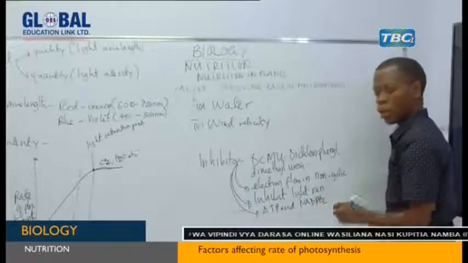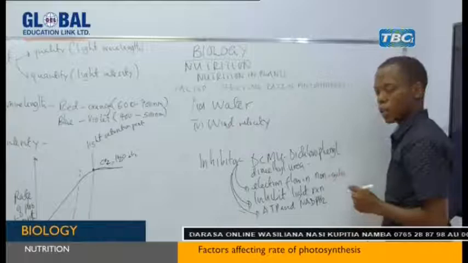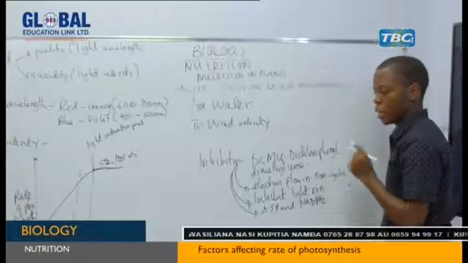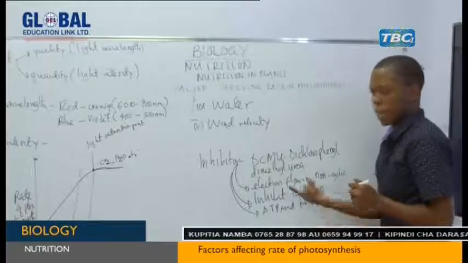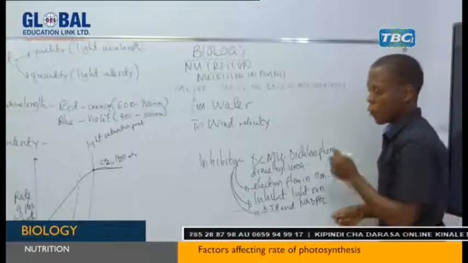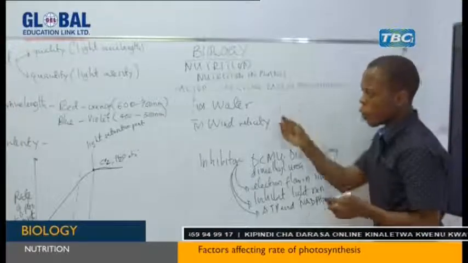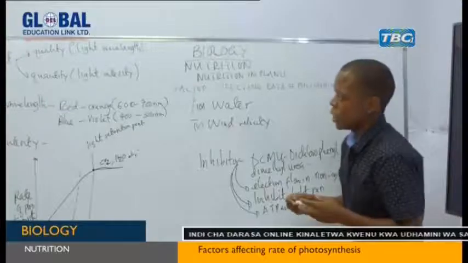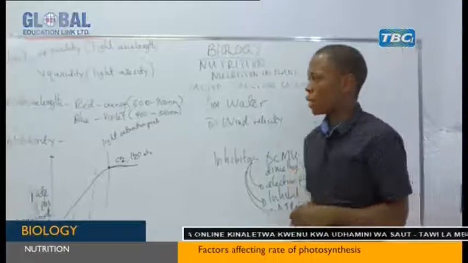which could be used in the next step of photosynthesis, which is the light independent reaction. Therefore, this inhibitor affects the rate of photosynthesis. Therefore, all these factors can affect the rate of photosynthesis.